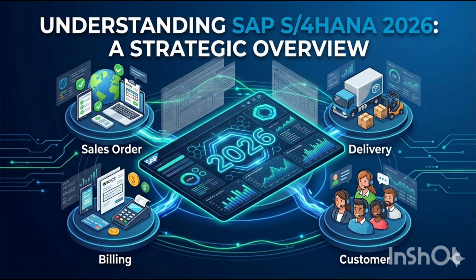much more user-friendly navigation. For sales users, this means faster order creation, instant availability checks, real-time credit management, and seamless access from mobile devices. Throughout this tutorial, we will be working in the latest S/4HANA 2026 environment to create a sales order using the classic yet powerful VA01 transaction.